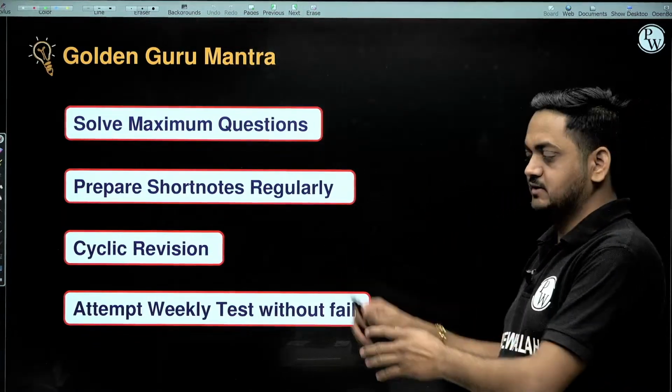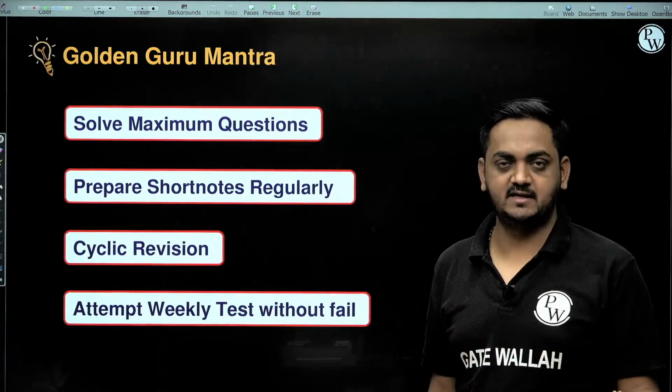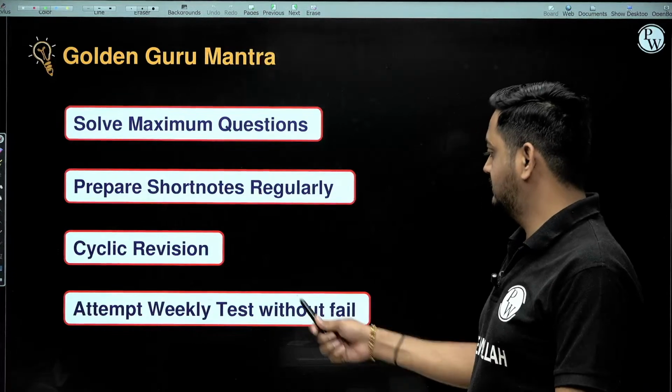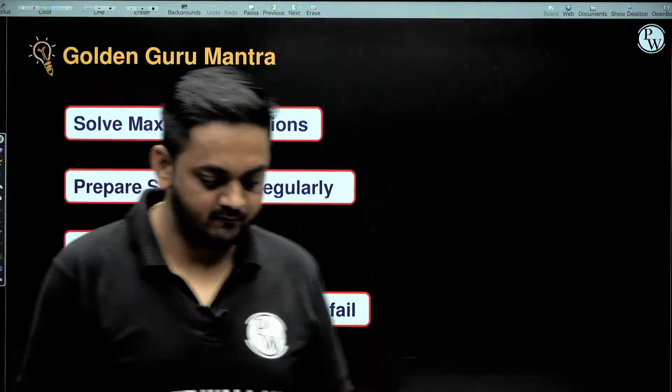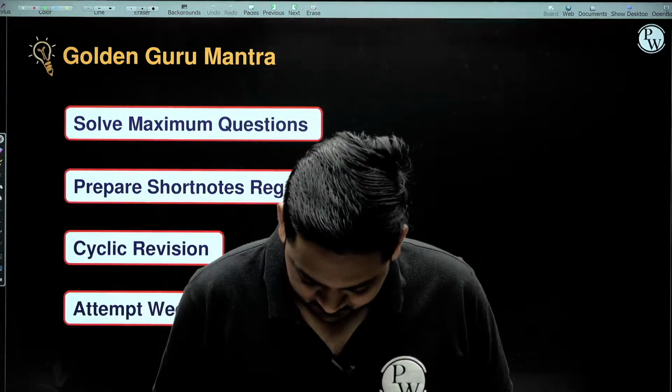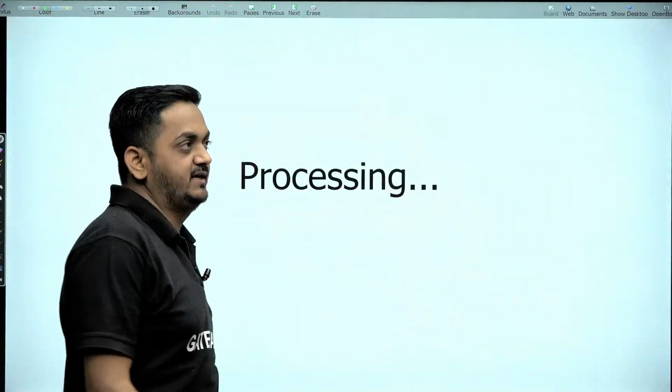Then cyclic revision is needed. After completion of one chapter, you can revise that, and again after the second chapter, you can do the revision. Next is attempt the weekly test without fail. Attempt the weekly test without fail. Now what is next, guys?